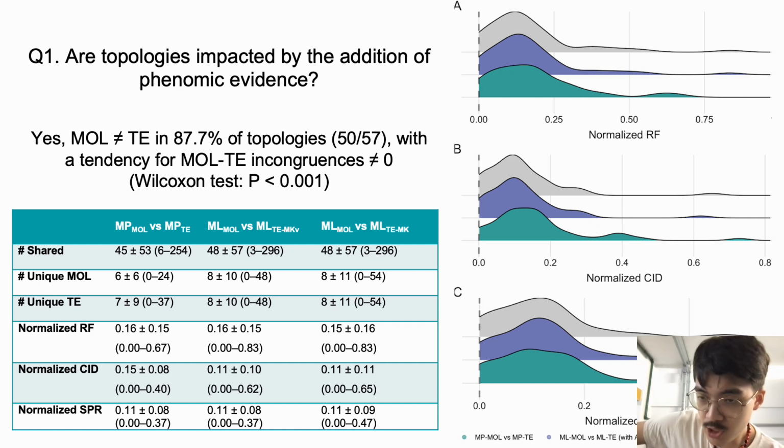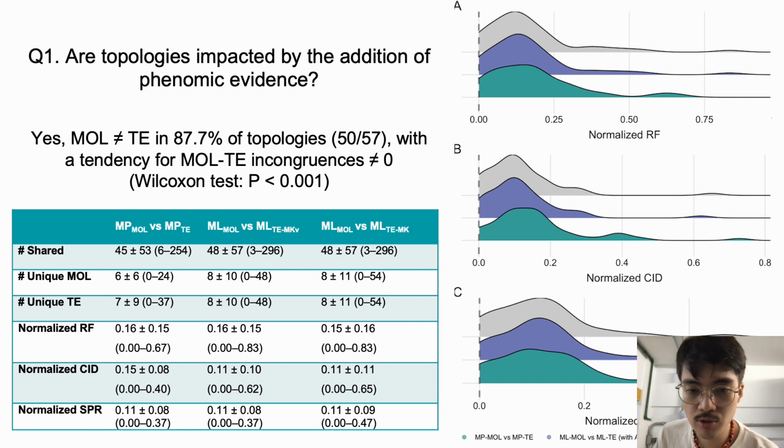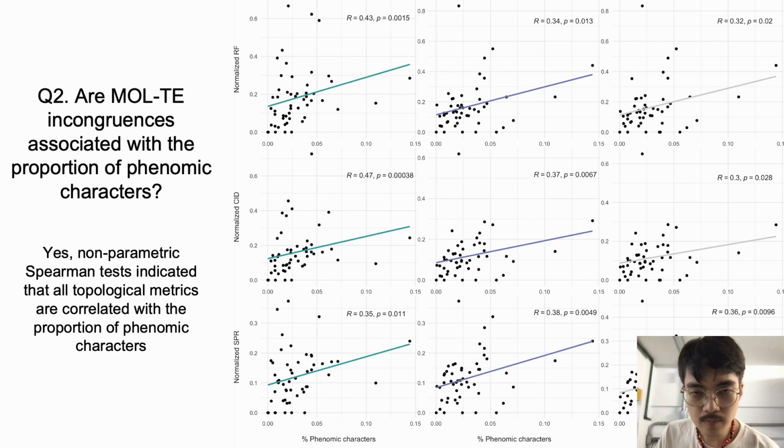Our expectation was that morphology is able to impact topologies even with large data sets, with phylogenomic data sets. Our results indicate that yes, molecular and total evidence trees were different in 87% of our topologies, with a tendency for molecular and total evidence incongruences to be different from 0. And this happens even in some phylogenomic data sets, and it happens both in analyses with and without fossils.